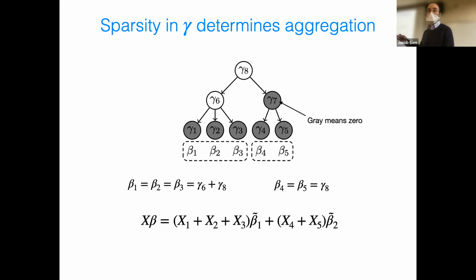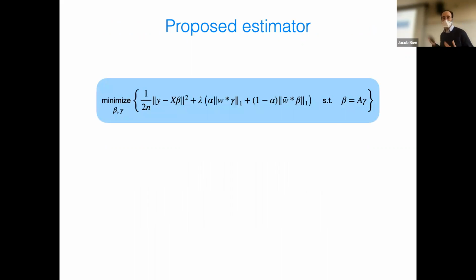Now, asking for parameters to be 0 is something we know well. There are many approaches to doing that, and in our case we use a weighted lasso style penalty. So what is our estimator? We have the sum of squared errors as the first part, then this big penalty term, which I'll talk about in a minute, subject to the constraint that beta equals A gamma. That's the part that encodes the tree structure, because it says which betas are near each other and will share a lot of the gammas.